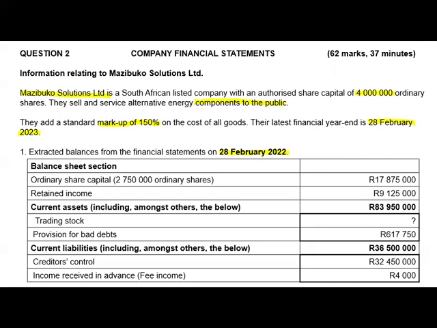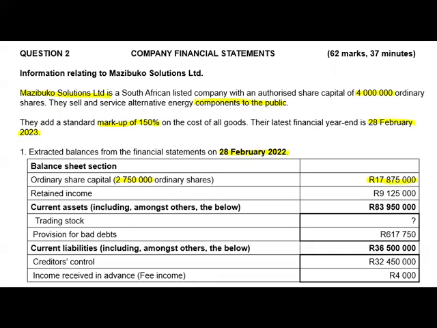Under the financial position section or the balance sheet section, they gave us our ordinary share capital. The number of shares issued will be 2,750,000, and the ordinary share capital that goes with that will be 17,875,000. They gave us the opening retained income. I don't know if we will need that. And they gave us our current assets.